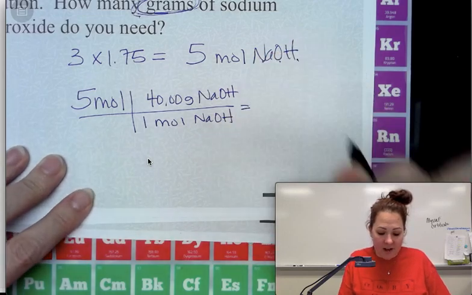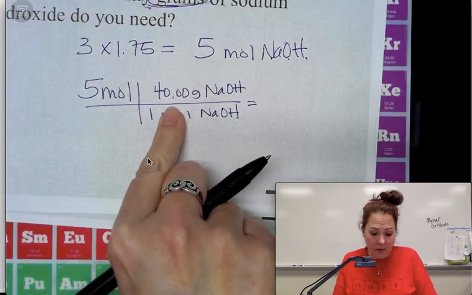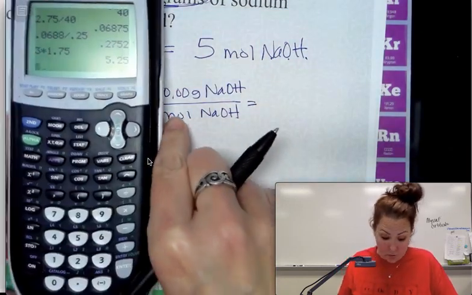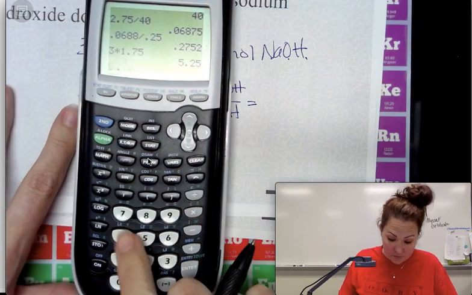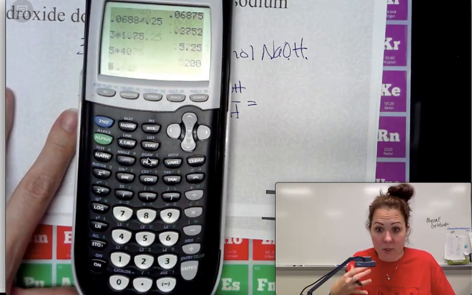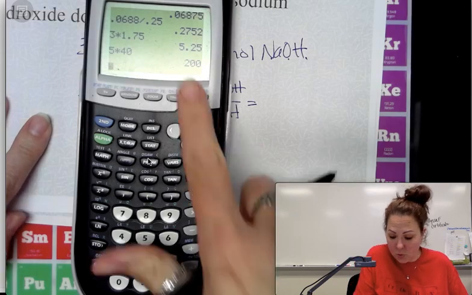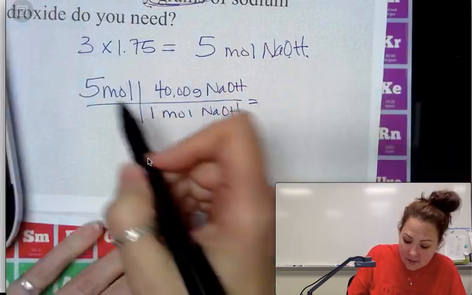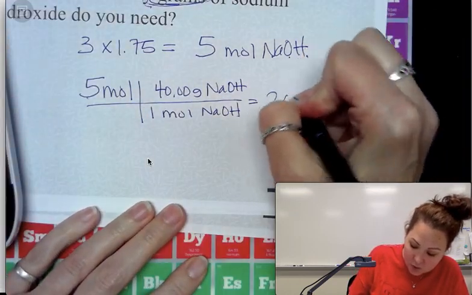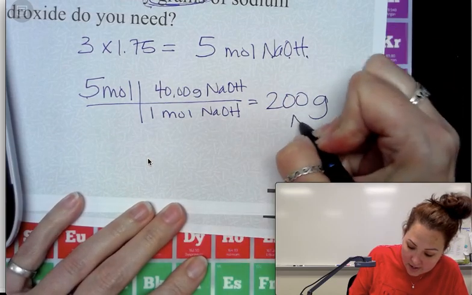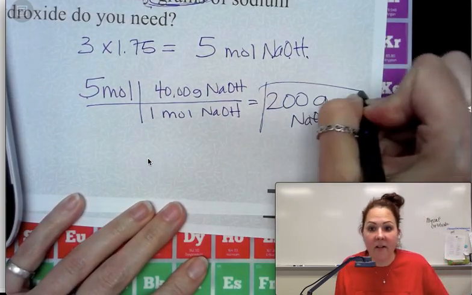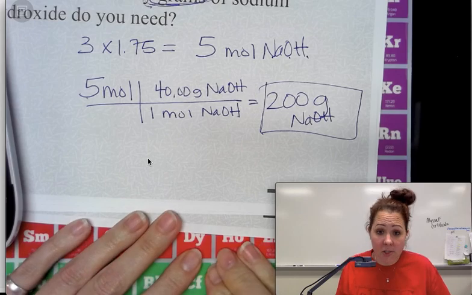So now I'm going to take 5 times 40 to get my answer. I don't need a calculator for this one, but just to show you what I'm doing. I'm taking 5 times 40 divided by 1, which I don't need to do. That gives me an answer of 200. That has 1 sig fig already, so I'm just going to write down 200 grams of NaOH, and that's my final answer. So if you guys have questions, ask.